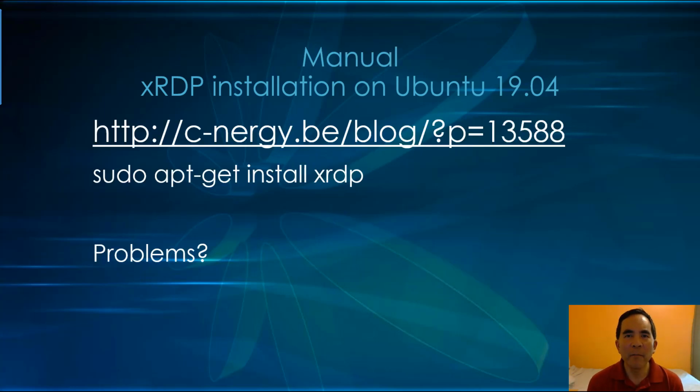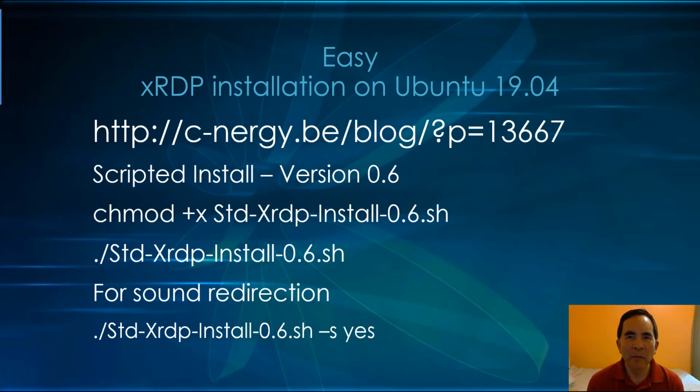You can try the manual one, which is probably the simplest one. This is the link, and to run it, you just sudo apt-get install xrdp. You might have problems. You might have certain things keep popping up and it just looks off. My recommendation is the easy way, which is also at this blog. It's a scripted install. You change it so that you can execute the script and you just run this script. Easy peasy. Let's see how all of this is done.